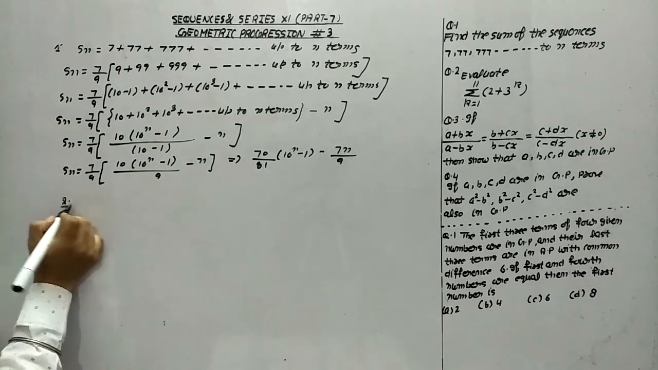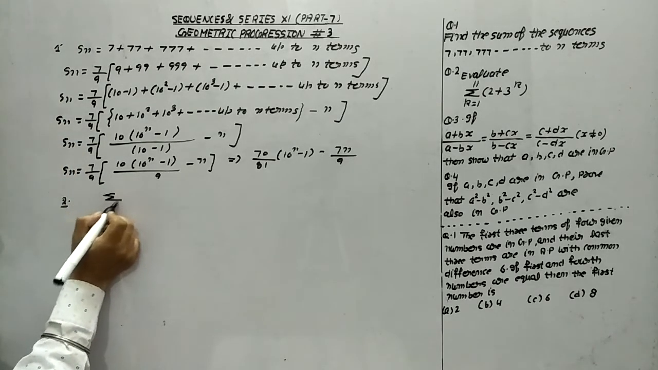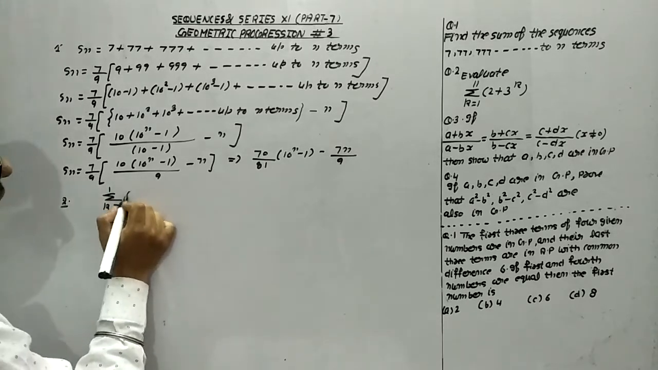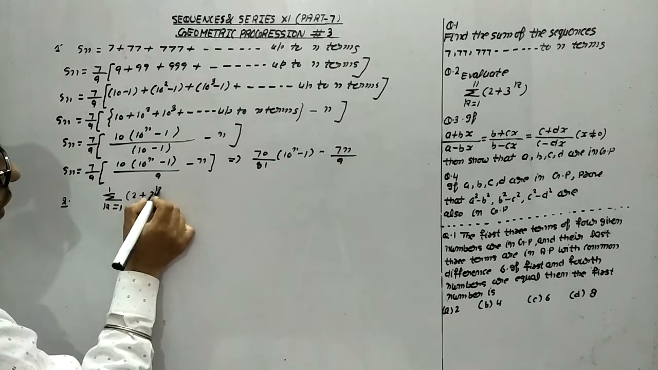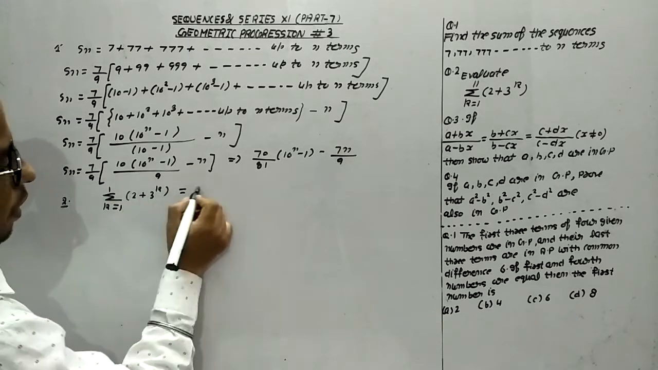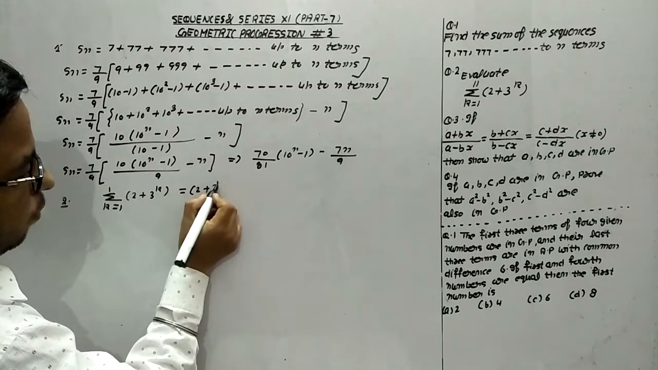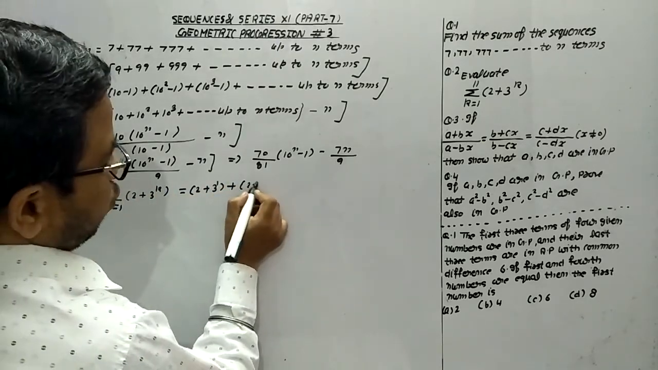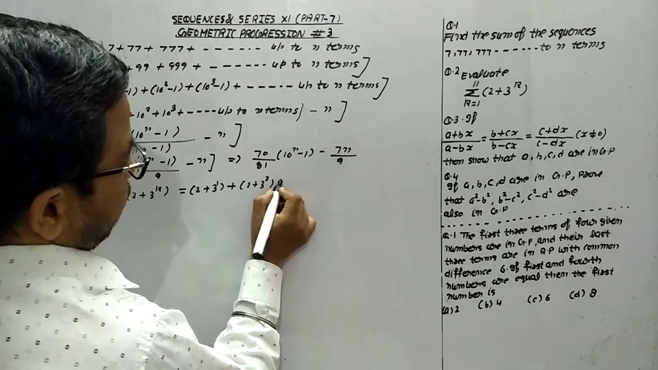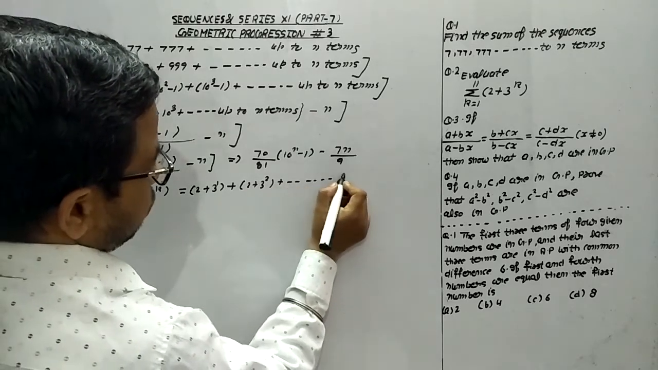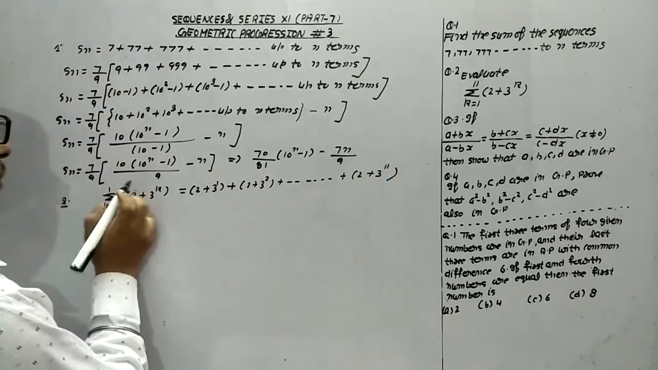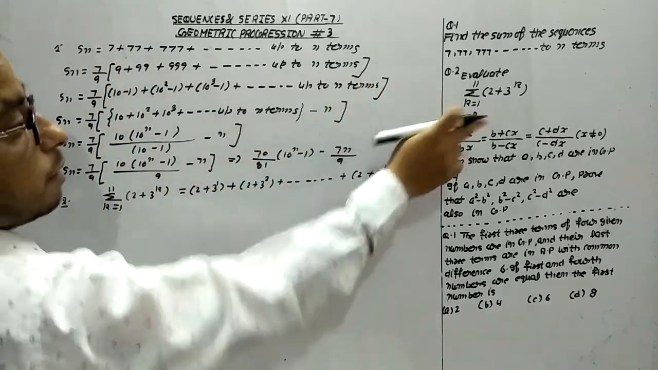Now look at the solution of the second part. We have to find the sum of k equals 1 to 11 of 2 plus 3 raised to power k. What is this showing? The first term is 2 plus 3 raised to power 1. Summation means addition sign. So this becomes 2 plus 3 raised to power 2 plus and so on plus 2 plus 3 raised to power 11, because the highest number is 11.